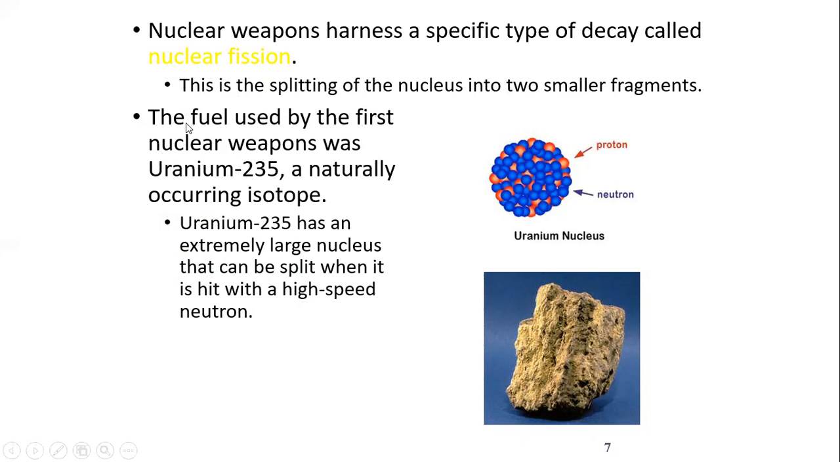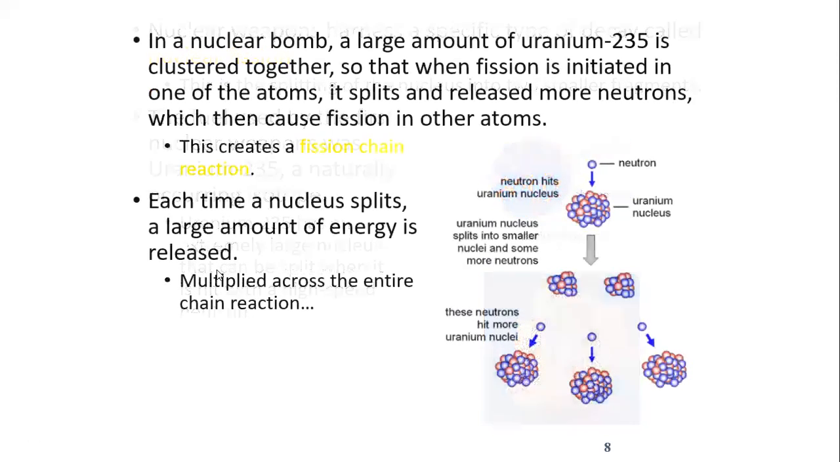The fuel used by the first nuclear reactors was uranium-235, a naturally occurring isotope. Uranium-235 has an extremely large nucleus that can be split when it is hit by a high speed neutron. When a high speed neutron splits the large nucleus of uranium-235, it is converted into two unstable atoms.